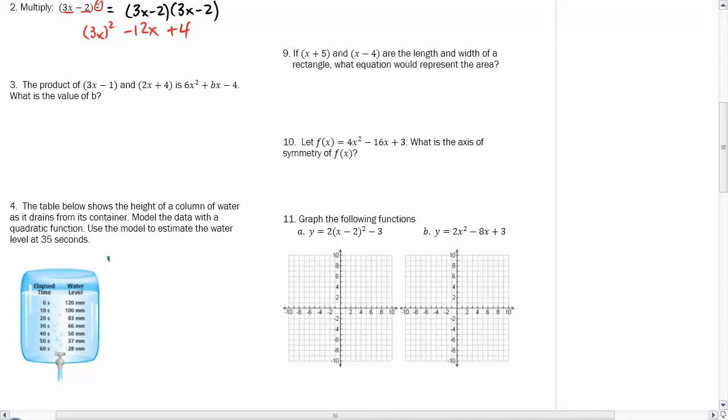Now, the reason I wrote this first one out weird is to make sure you catch something. When you do 3x squared, you have to square the 3 and also the x. That's actually going to turn into a 9x squared minus 12x plus 4.